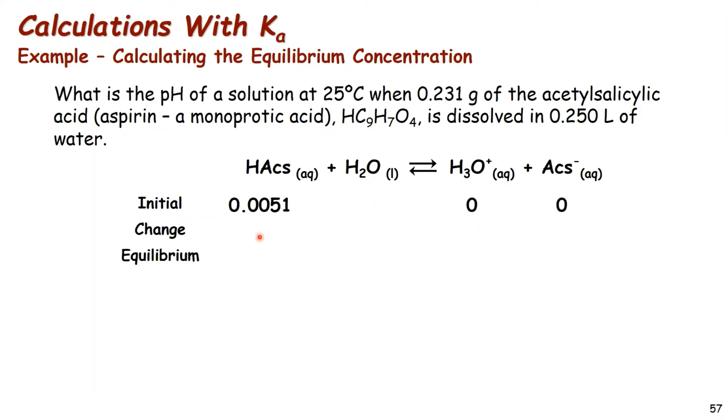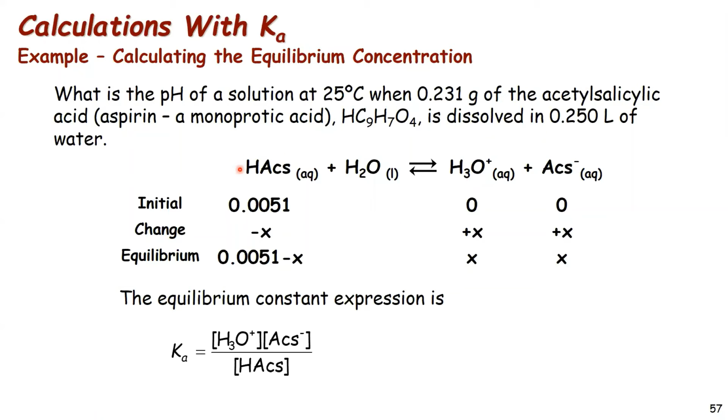Next, our change, we're always going to lose our reactant, so minus 1x. We're going to gain our product, so plus 1x for the hydronium and plus 1x for the conjugate base. At equilibrium, we're just adding the initial and change, so this is going to be 0.0051 minus x. 0 plus x is x, 0 plus x is x. So we're going to set up our equilibrium constant expression. So again, our products, each raised to the coefficient in the balanced chemical equation, divided by our reactants, again, raised to the coefficient in the balanced chemical equation.